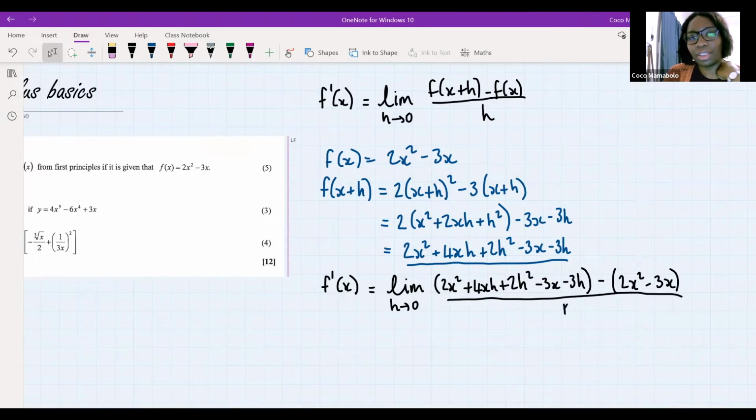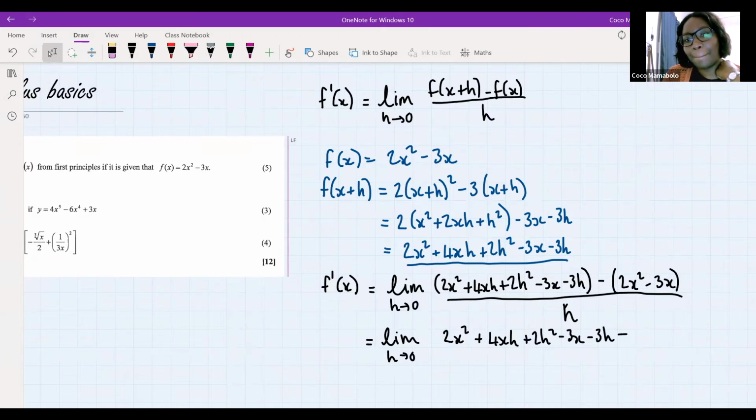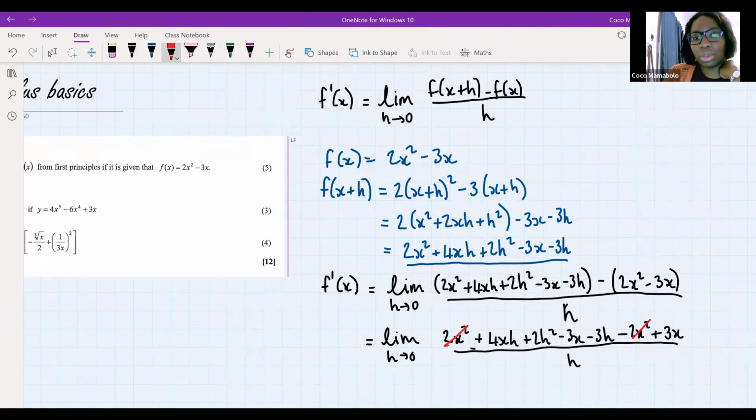All of this over h. Okay. And then I remember, guys, I need to carry my limit with me. It needs to keep coming with me until I get to the very end where I solve for h. Okay. This is going to give me 2x squared plus 4xh plus 2h squared minus 3x minus 3h minus 2x squared plus 3x, all over h. And my 2x squared minus 2x squared will cancel. Negative 3x plus 3x cancel.